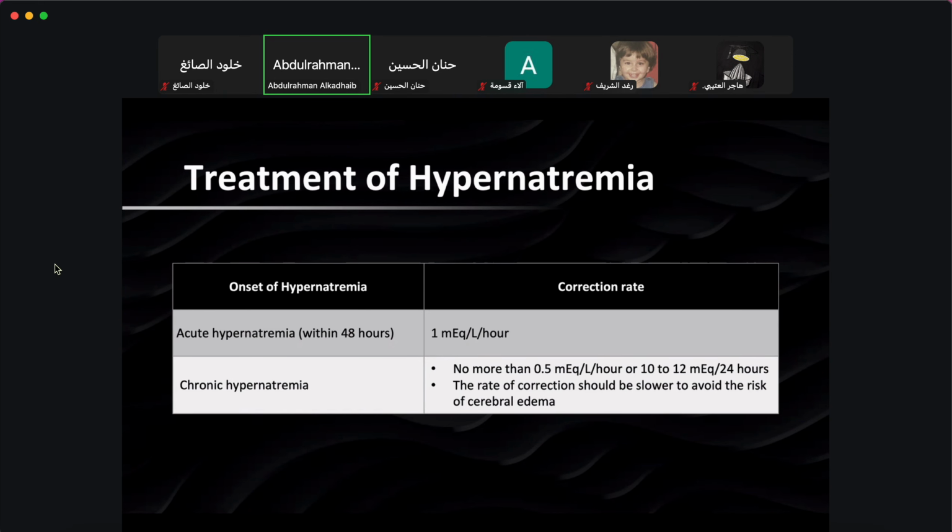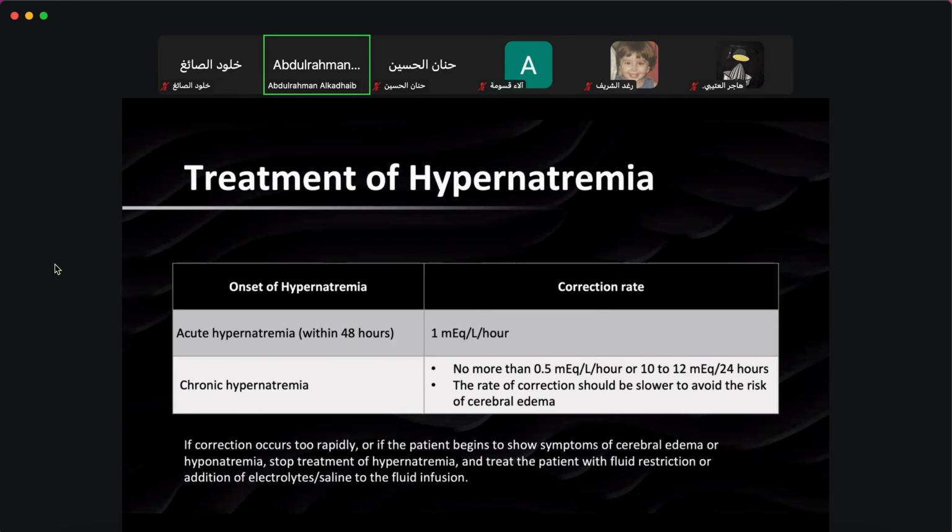This is very important because rapid correction of hypernatremia may result in cerebral edema, because basically this will cause a significant drop in the sodium level in the brain and will cause fluid accumulation in the brain, which is basically cerebral edema.